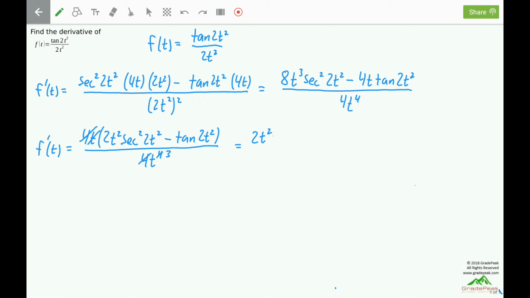So we will have 2t squared, secant squared of 2t squared, minus tangent of 2t squared. And that entire thing divided by t cubed. There's our derivative, f prime of t.